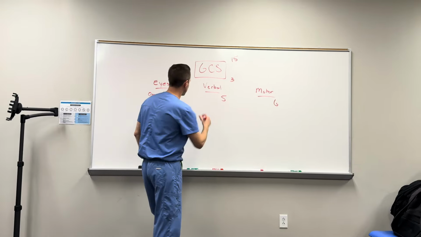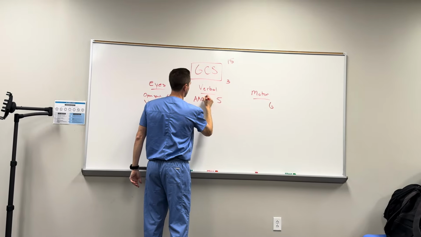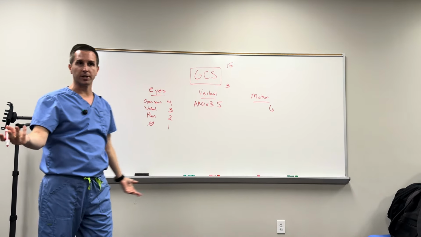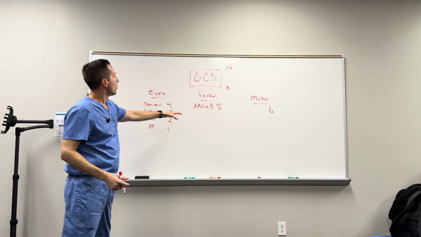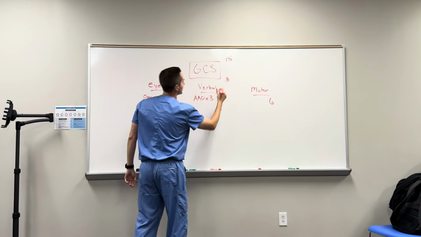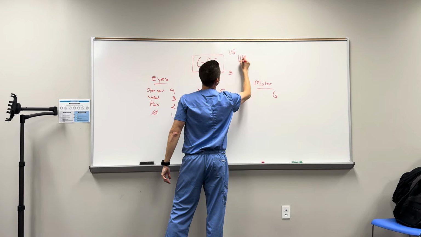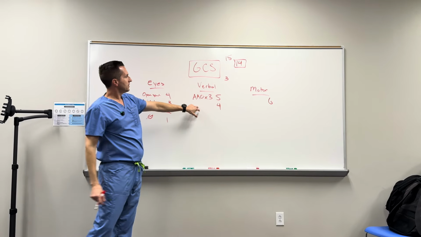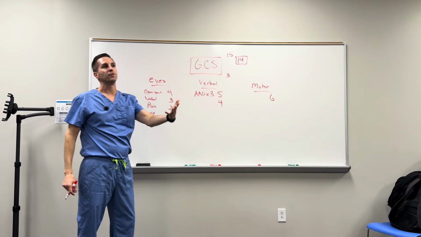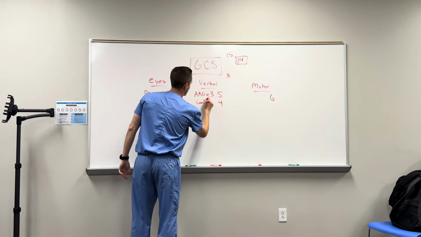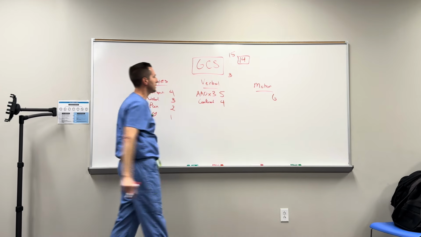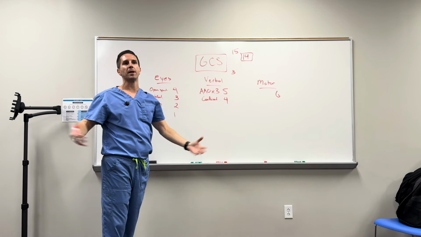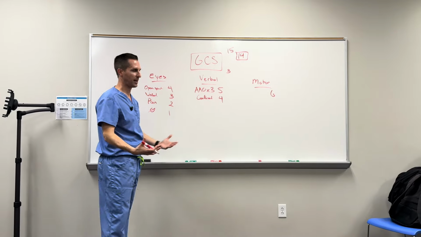Verbal. What's the best I can do? They're alert and oriented times 3, right? They're totally there. What is then next for 4, which is, in my opinion, the most common trauma patient that we see? They're confused, right? So this patient's confused, they're concussed, so they get a 14 overall. A lot of our trauma patients come in concussed, confused, altered state, okay?